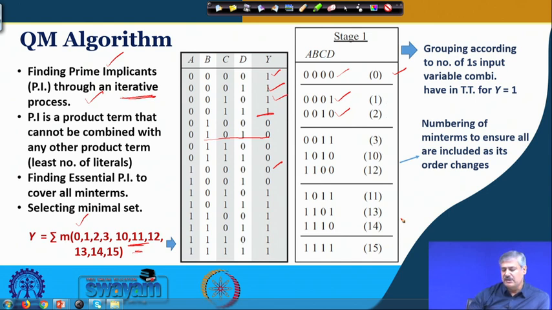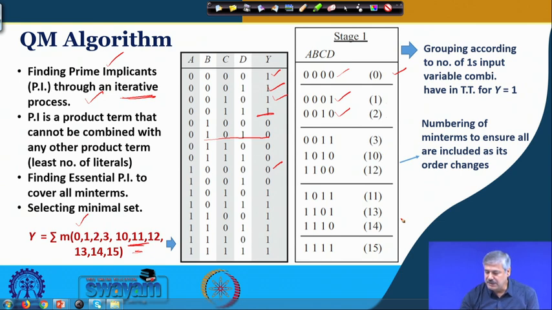So, 5 variable, 6 variable case, then there will be more such groups with 4 variable combinations, 5 with combinations of 4 ones, with combinations of 5 ones, with combinations of 6 ones, and so on and so forth. It will continue. Is it fine? So, by this we get the stage 1, the first arrangement of this QM algorithm.